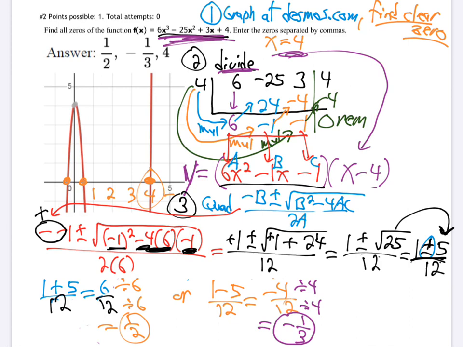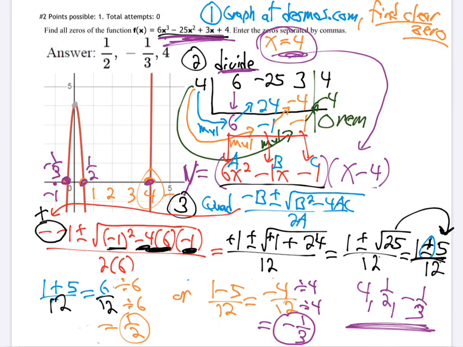Okay, so we got our answers then. The first answer we got up here was x equals 4 from the graph at desmos.com. So 4. And then our other two answers we got out of the quadratic formula, a half and minus 1/3. There they are. Those are the three places. Right here, this must be the minus 1/3. See, it's not even all the way to -1 there. And this is the half, and this is the 4. The three places that that function hits 0, the zeros of that function. An x to the third power function can have at most 3 zeros.